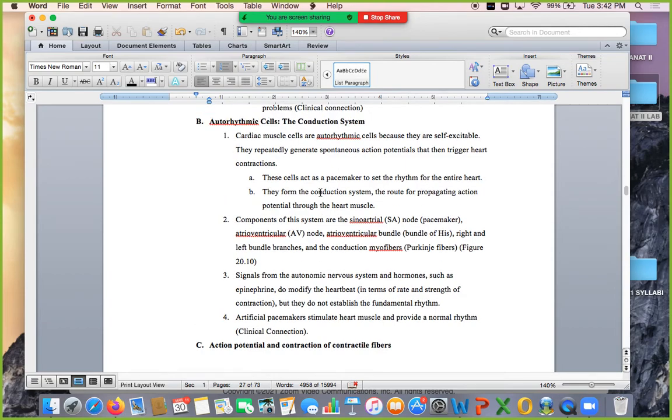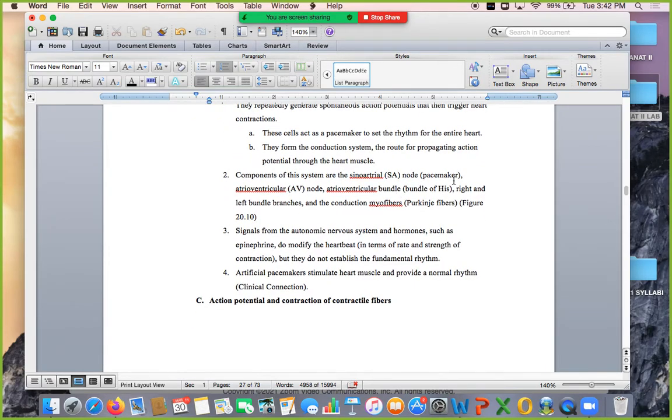We have a conduction system whereby we have, again, these cardiac cells that are autorhythmic. That means they're self-excitable. They're going to create action potentials to trigger heart contractions. And that's going to start from the sinoatrial node, which is known as the pacemaker, pop over to the atrioventricular node, follow down the atrioventricular bundle, which is also known as the bundle of His, into the right and left bundle branches so that we can conduct our myofibers.